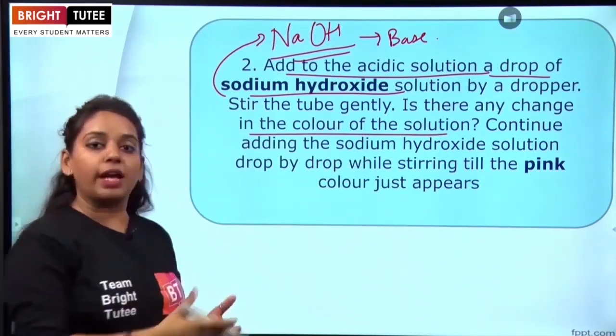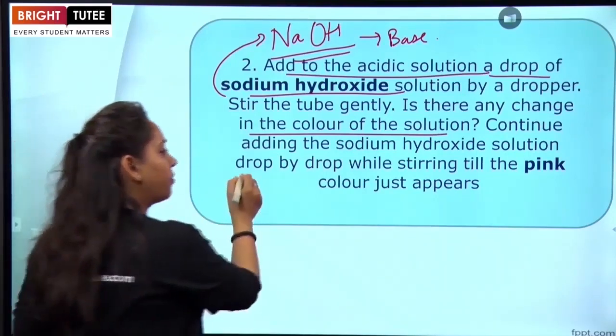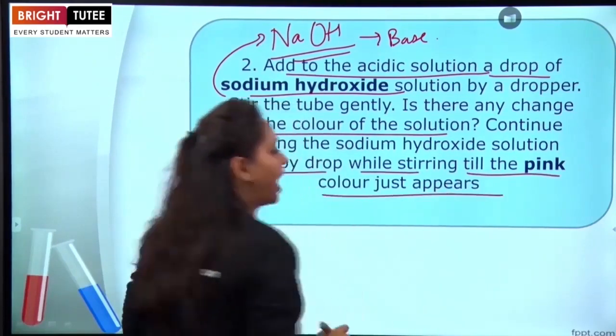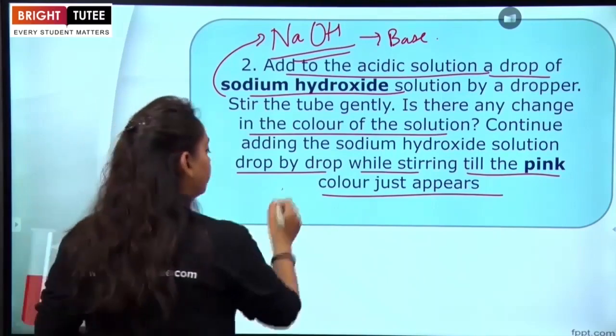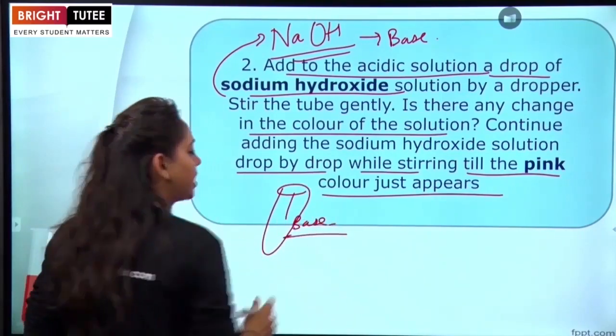So you will continue adding the sodium hydroxide to this test tube dropwise, while stirring it, till the pink color just appears. And when the pink color is observed, you will observe that there is an excess of base to it. How do we understand this?